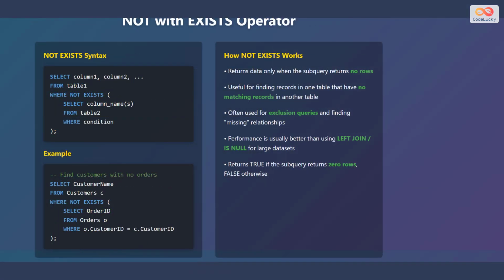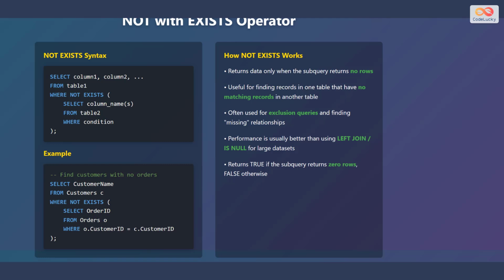The syntax for using NOT with the EXISTS operator is SELECT column1, column2, and so on FROM table1 WHERE NOT EXISTS (SELECT column_names FROM table2 WHERE condition). For example, to find customers with no orders, you would use SELECT customer_name FROM customers C WHERE NOT EXISTS (SELECT order_id FROM orders O WHERE O.customer_id = C.customer_id).